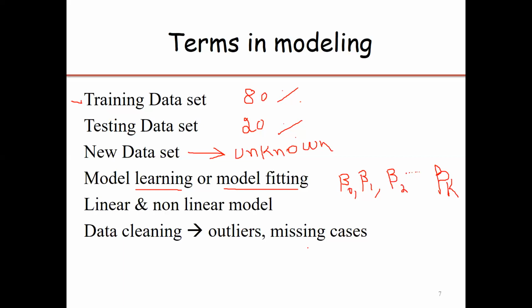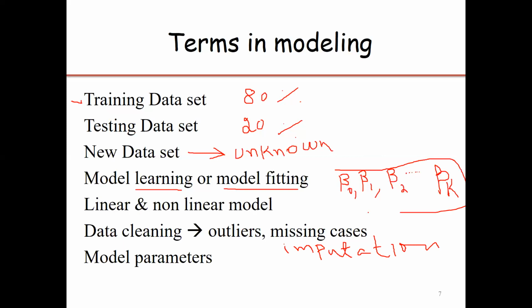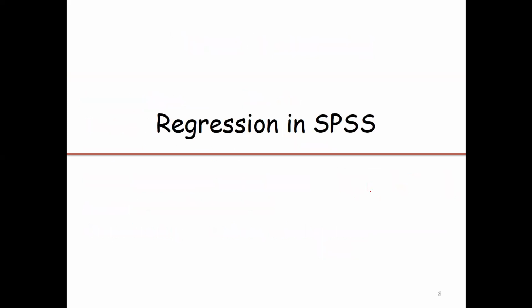Imputation means we can predict the missing numbers with the help of some techniques. So predicting the missing data with the help of some technique is known as imputation. Imputation is a term used for predicting unknown cases. Betas are known as model parameters. In model learning and model fitting, our objective is to estimate these model parameters.